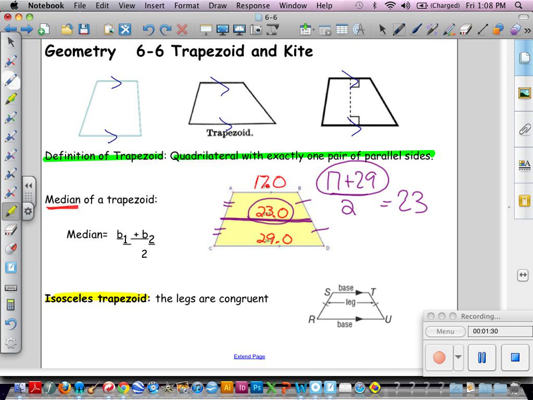We have some special trapezoids, and they're called isosceles trapezoids. An isosceles triangle has two equal sides. An isosceles trapezoid has two legs that are congruent. So take a look at this picture here, and I have my legs, and they're marked congruent already. The parallel sides are called the bases.